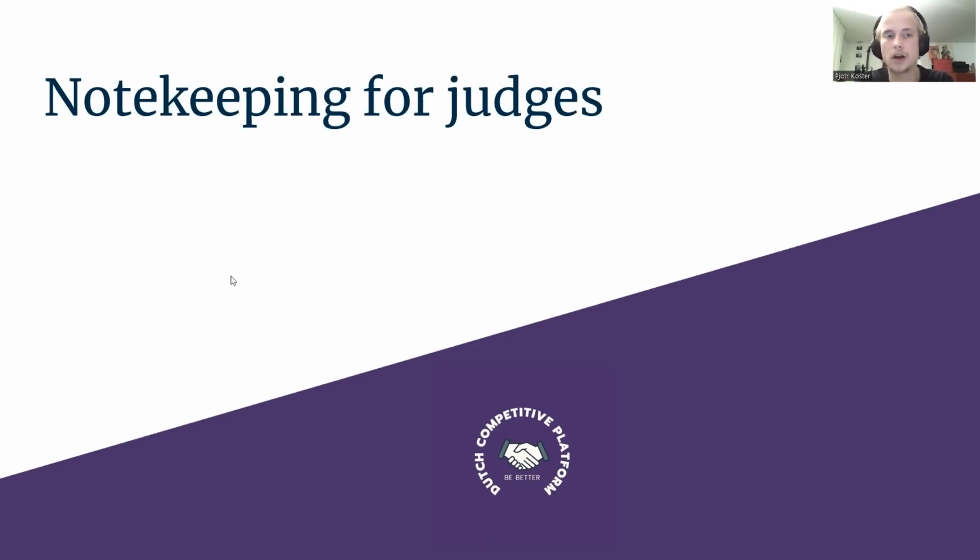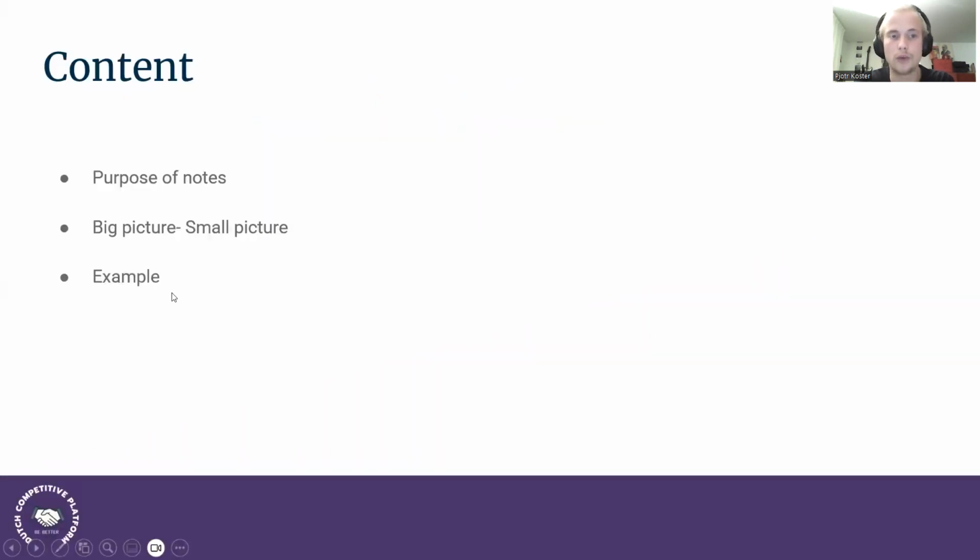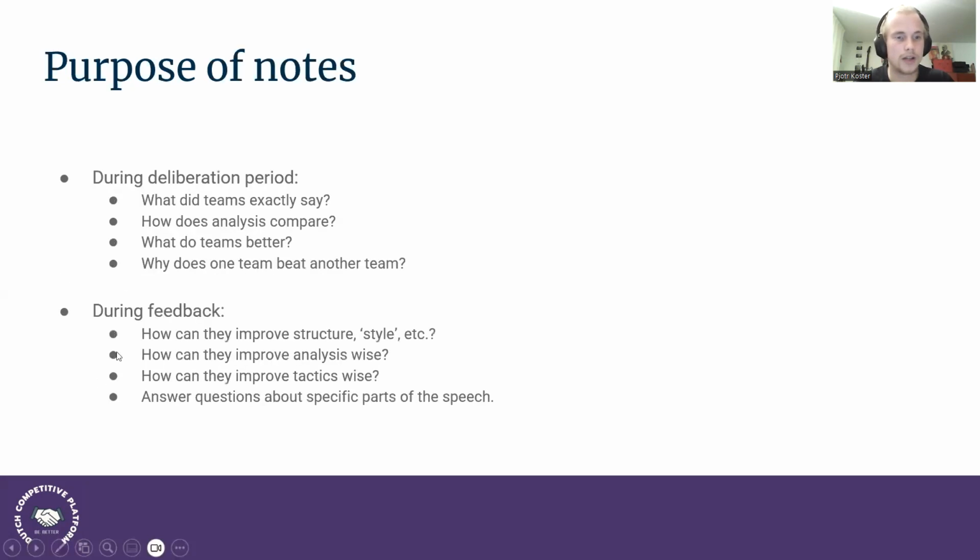What I'm going to discuss is note keeping for judges. More specifically, I'm going to discuss the overall purpose of notes, after which I'm going to explain the big picture and small picture notes. I basically have a system of notes where it's either going to be big picture or small picture, and each set of notes is going to fulfill a different set of goals that you have for your notes. This is going to be quite abstract maybe, so that's also why I'm going to discuss a specific example. I'm going to analyze the notes that I used during Oxford IV last weekend. So let's get into it.